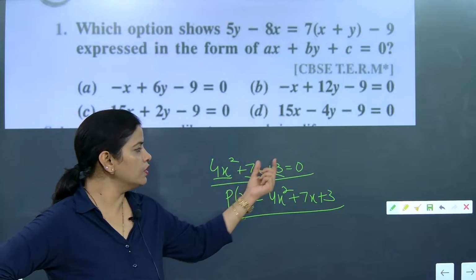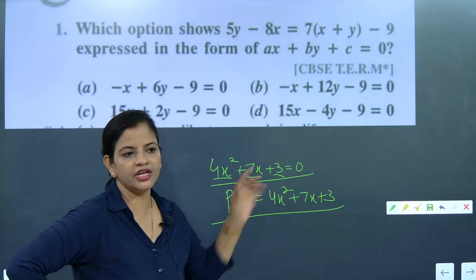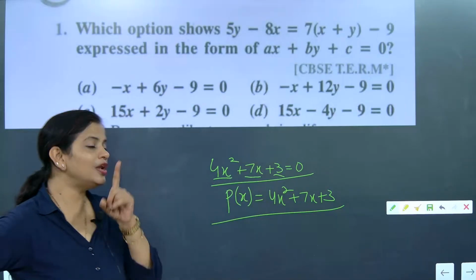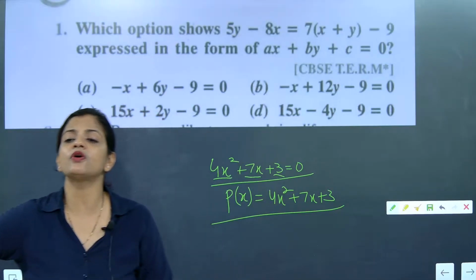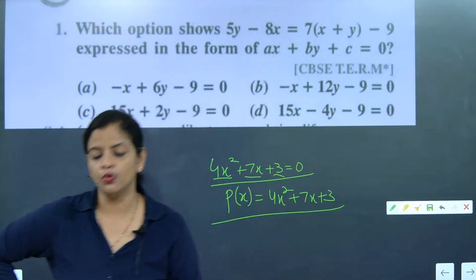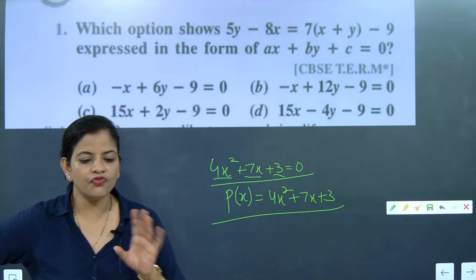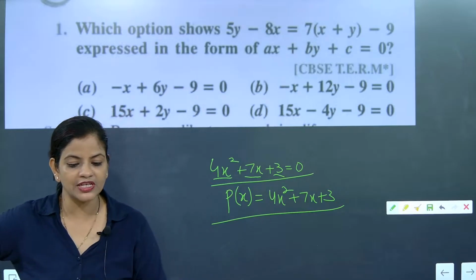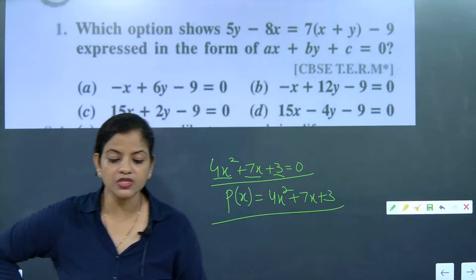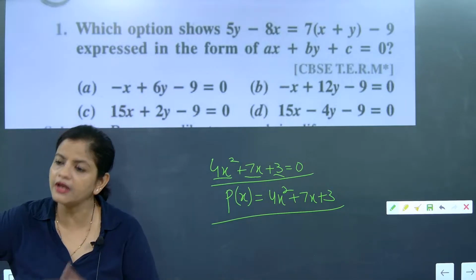How many terms are there? 1, 2, 3 terms are there. Understood? So if only one term is there, it is called a monomial. If two terms are there, it is called a binomial. If three terms are there, what is it called? Trinomial. So we are understanding the content. Absolutely correct, beta. So terms are written there. One term, two terms, or three terms.